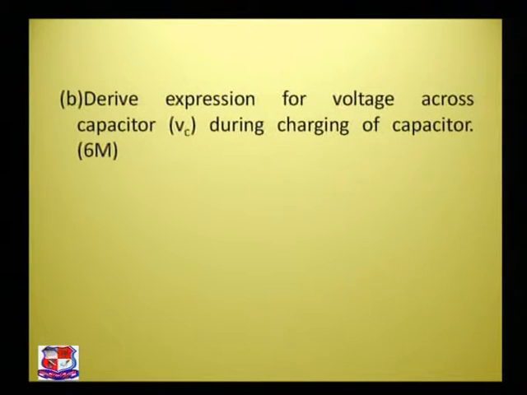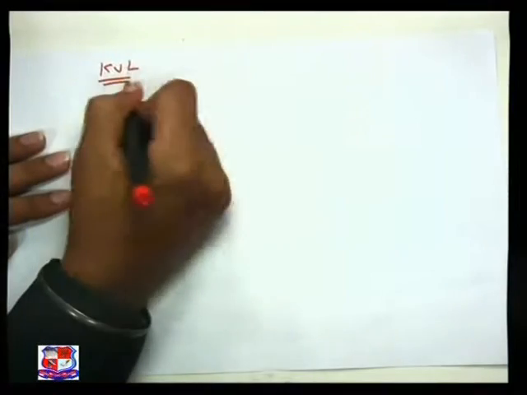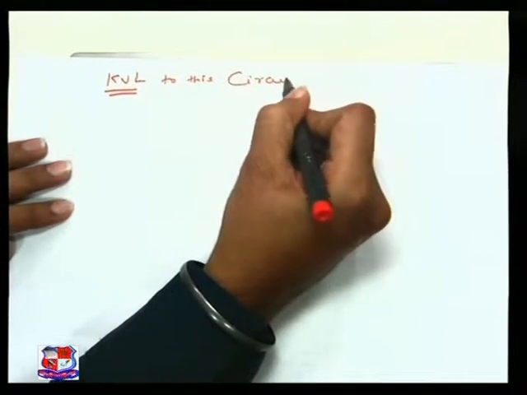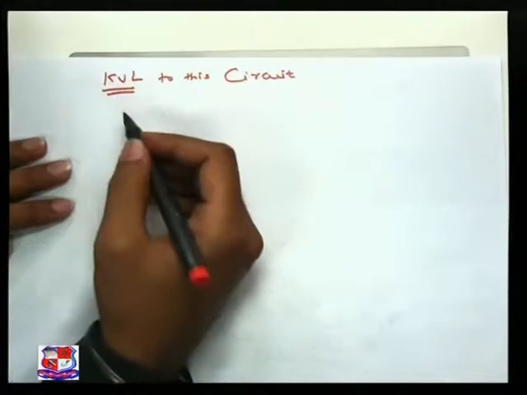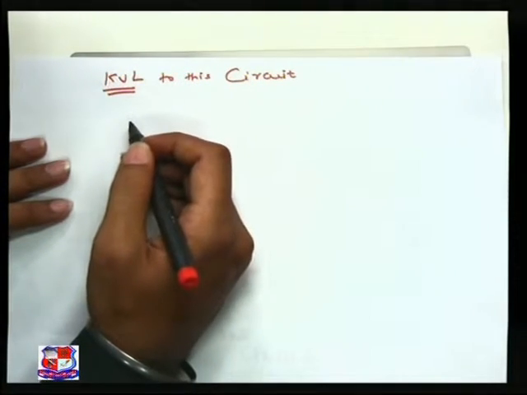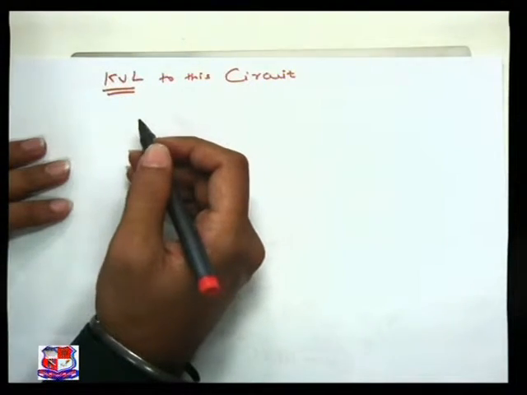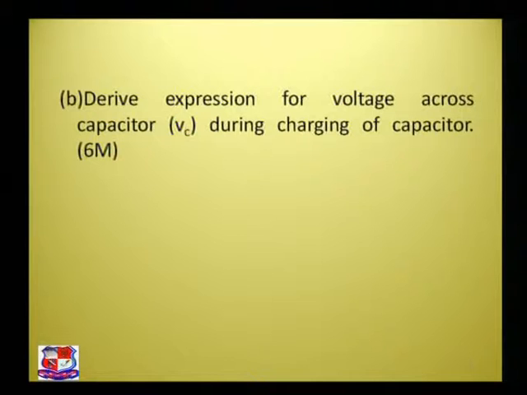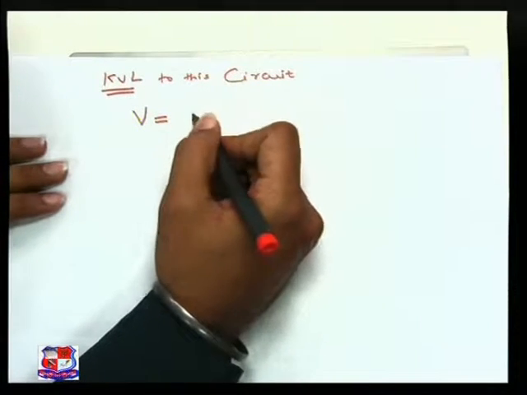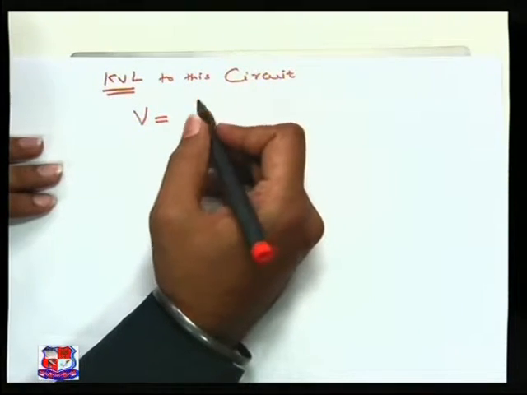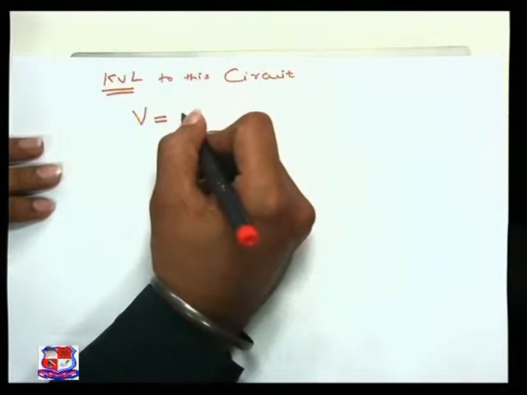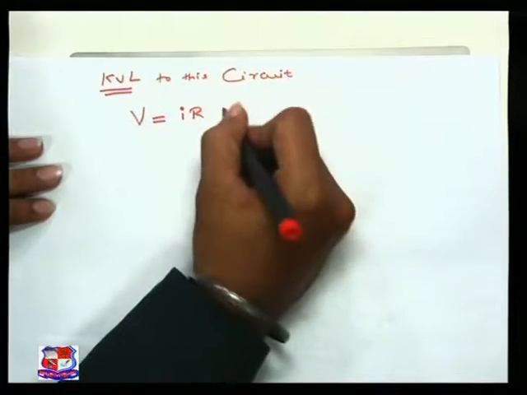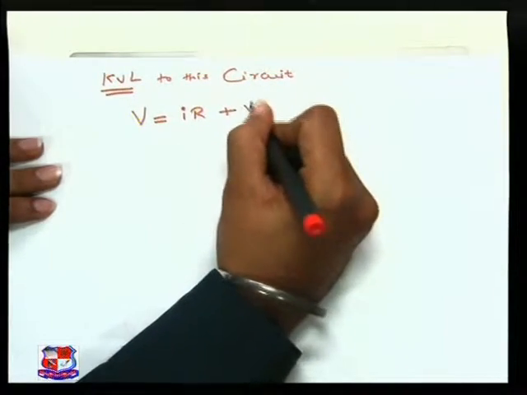If we apply KVL to this circuit, right, KVL is Kirchhoff's voltage law. What it says is the sum of voltage rise is equal to the sum of voltage drop. So in this case, if we apply KVL to this circuit, what we will get is V should be equal to the voltage drop across R and the voltage drop across C. So we can write the voltage across R as IR, right, and the voltage across C I am writing as VC.